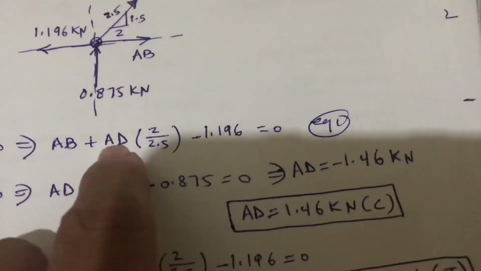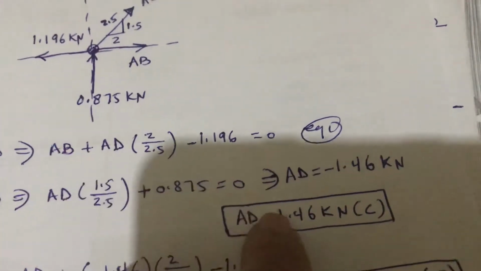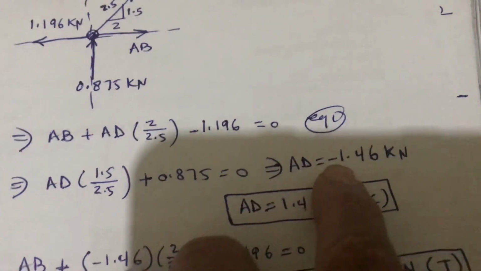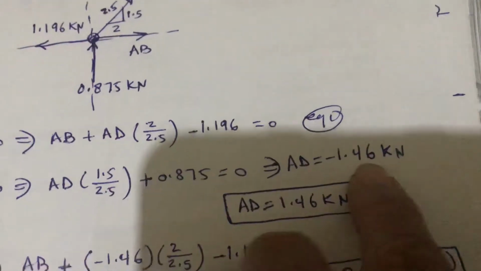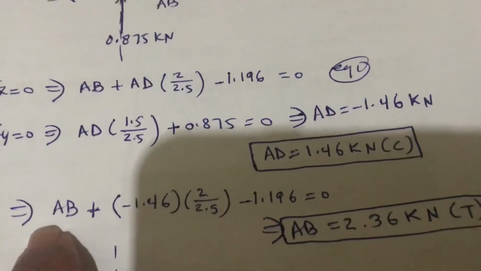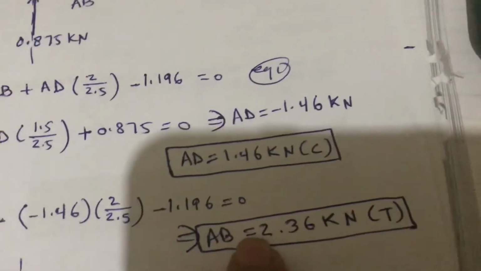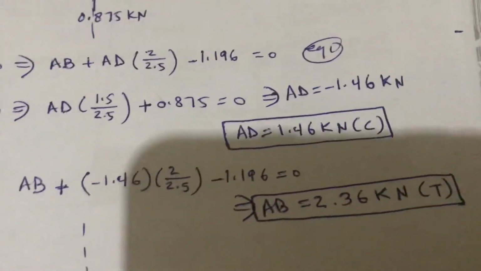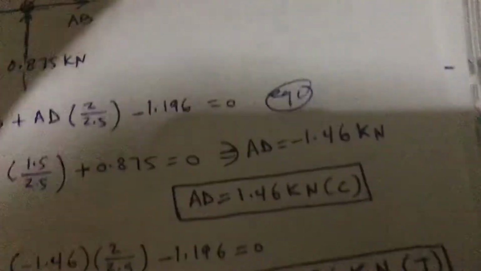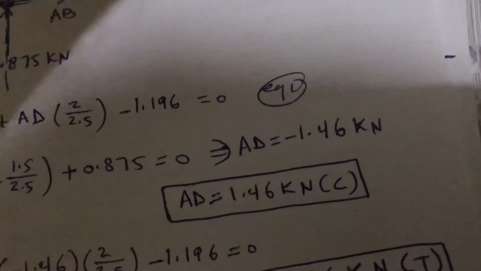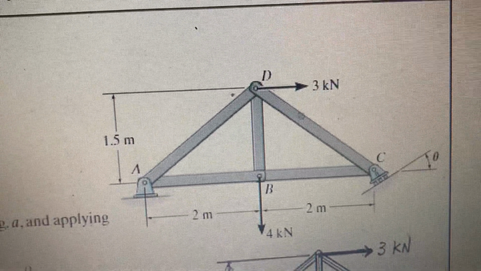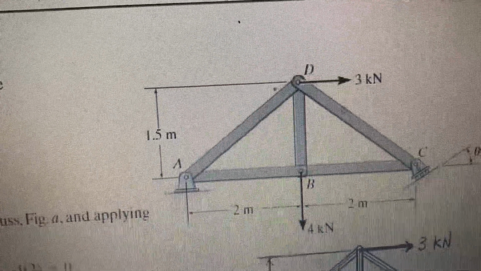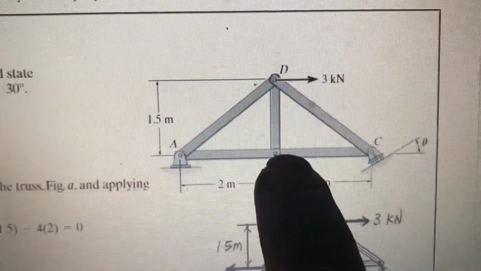Since we found AD, we put it here, but what we put here is not the plus, but the negative, because we assumed tension. So we put minus 1.46 here. And we get AB equal to 2.36, and it's plus, so it's tension right away. So now we found AD and AB, and we found DC and CB. So what's remaining? BD. To find BD, we take joint B.